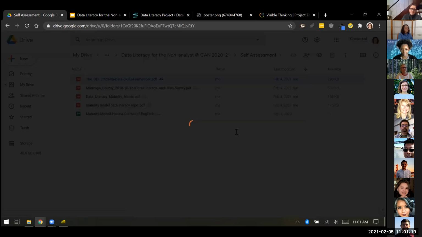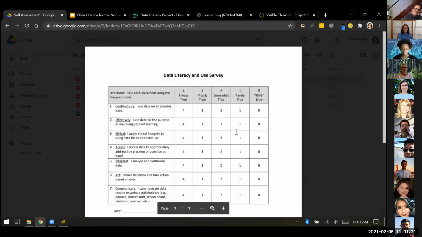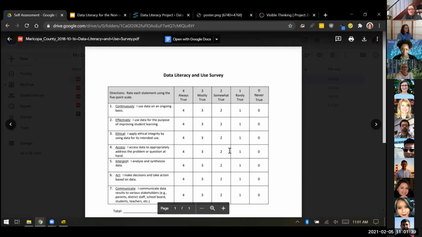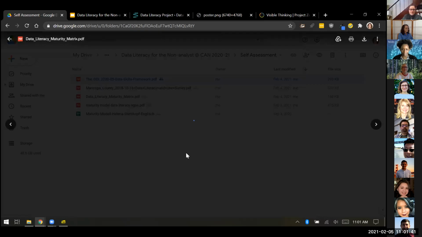And then the Maricopa County Sheriff's Department, so Superintendent's Department, put together a data literacy survey for their own staff, which I found fascinating. It's referenced in a lot of studies, and so I felt like I would put that in there as well. It's very short, very simple, gives you a general idea of where you are.